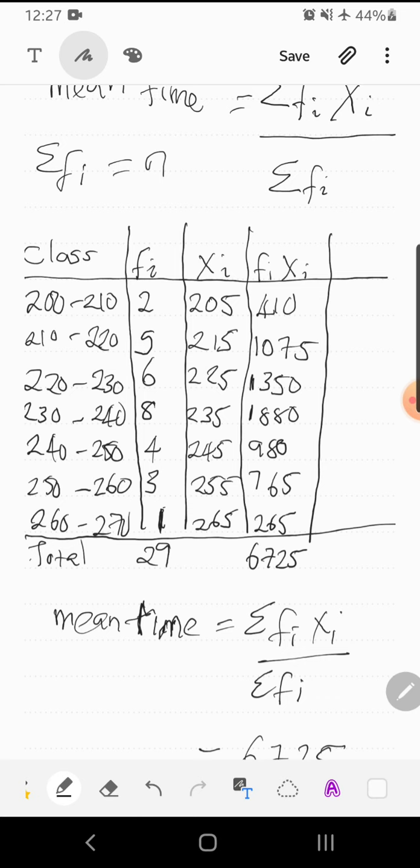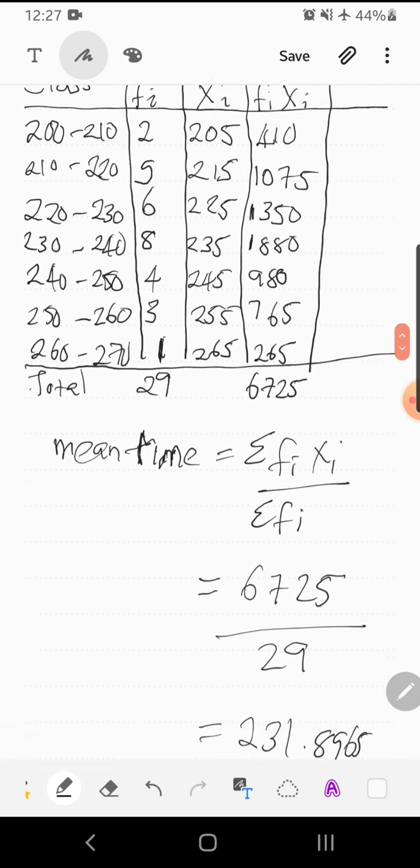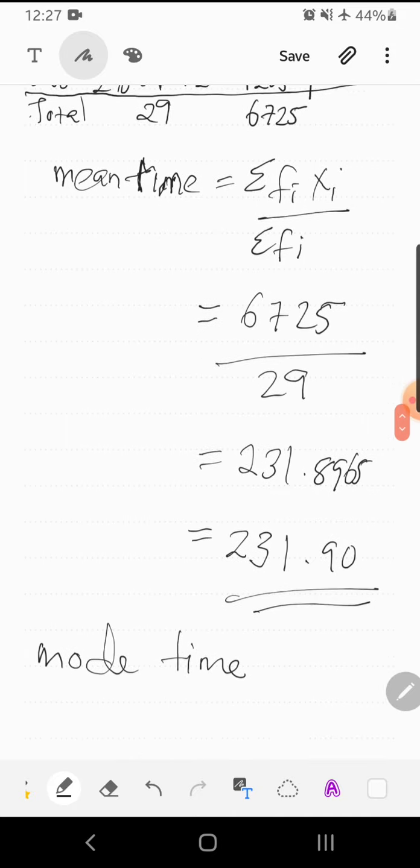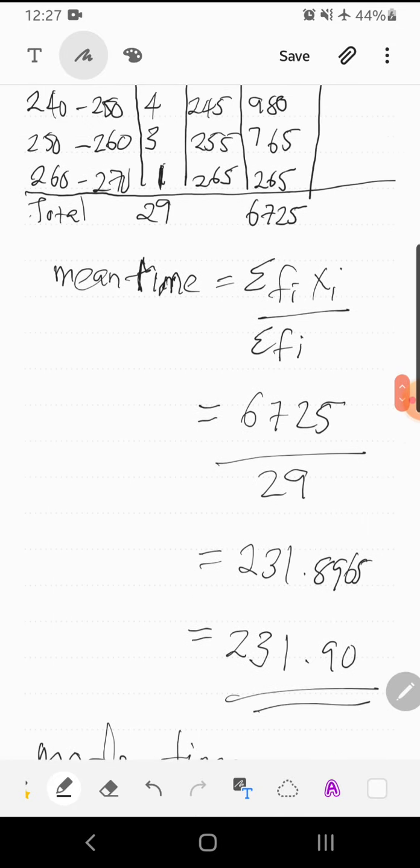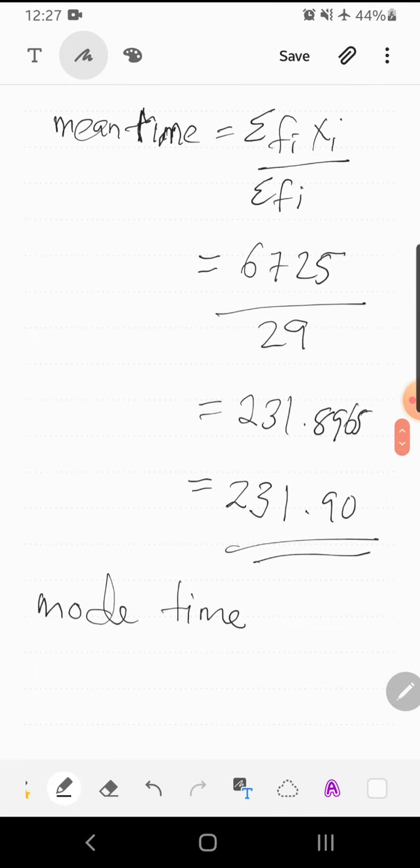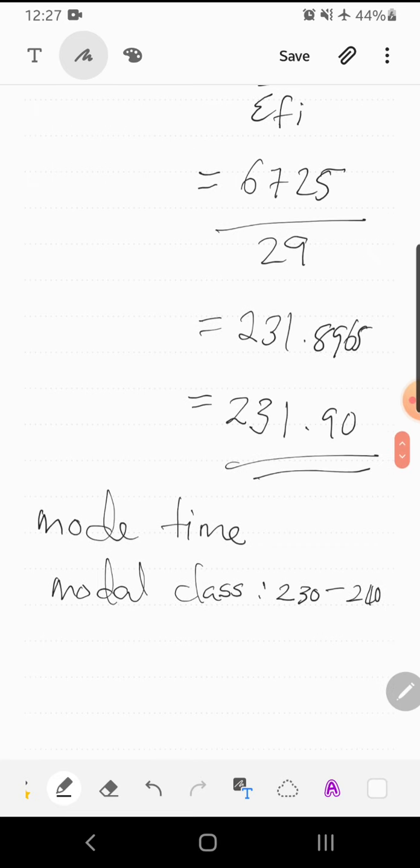Okay, so let's look at the class with the highest frequency, and this class is the class from 230 to 240. So that is our modal class. From there, our modal class is the one from 230 to 240, and then we need to find the formula now.